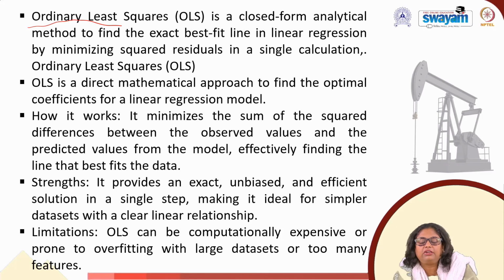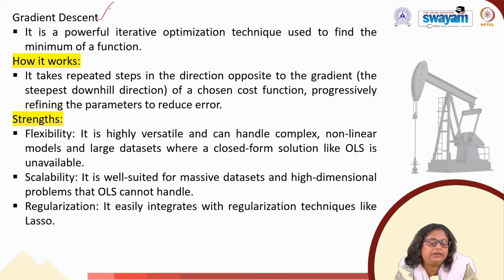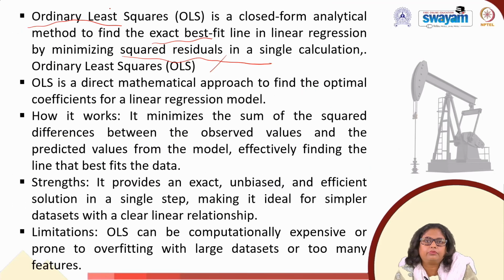So what is it? It is a closed-form analytical method to find the exact best fit line in a linear regression. How are we doing that? By minimizing the squared residuals in a single calculation. So this is the one we have already discussed. Now next we are going to discuss gradient descent. These two do the same thing. So why are we opting for gradient descent over OLS, that's the question we need to look at.